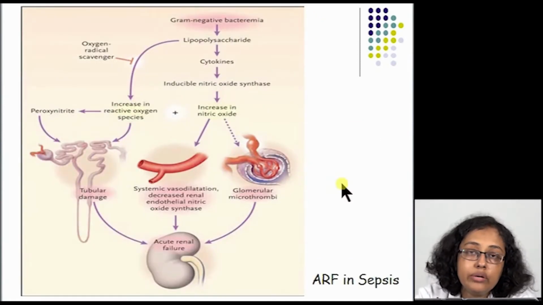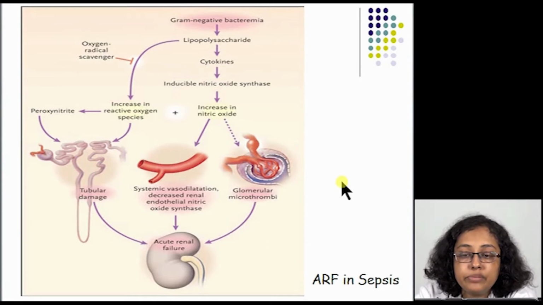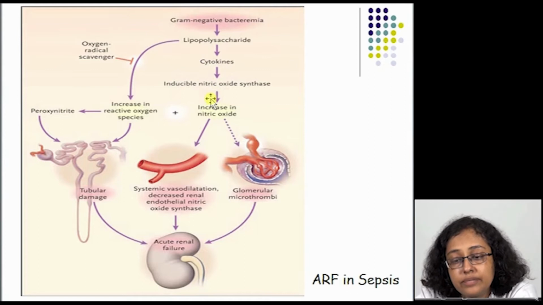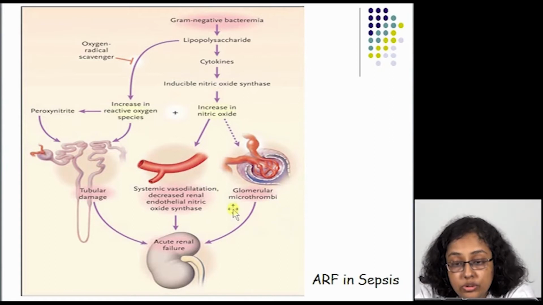Now, another very common cause of ARF, which we especially see in the hospital setting, is sepsis. There is gram-negative bacteremia, which leads to lipopolysaccharide release. Cytokines are released, which causes release of nitric oxide synthase. Increased nitric oxide levels lead to systemic vasodilatation and pooling of blood. And as I said earlier, because of this, the effective blood supply to the kidney decreases, leading to acute renal failure. The increase in nitric oxide also promotes the formation of glomerular microthrombi, so there may be glomerular damage as well.